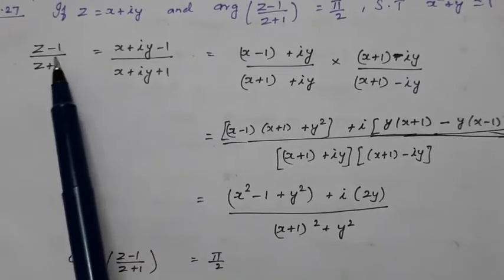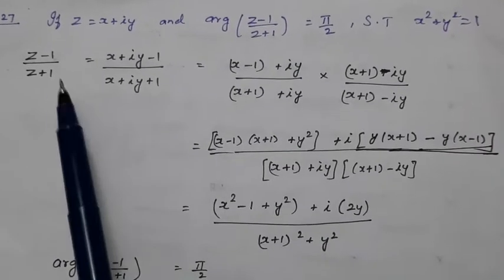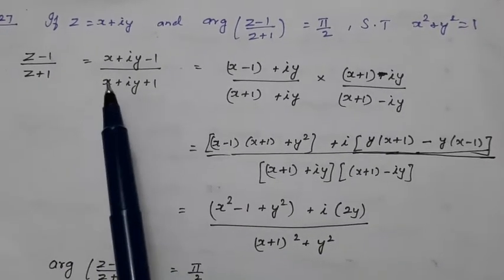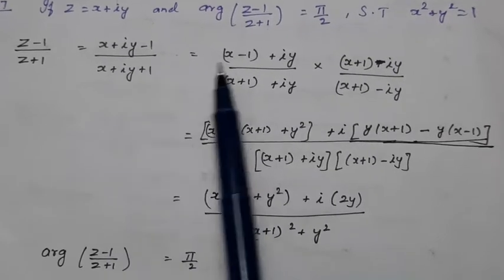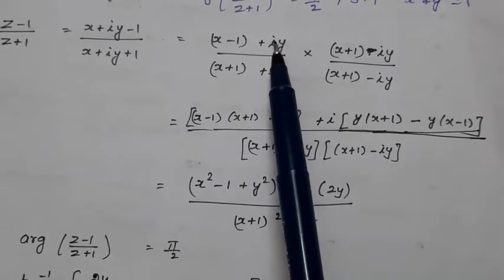Let us find out what is (z minus 1) by (z plus 1). Then let us pass on to this given condition. So substituting z as x plus iy, first you have to make the numerator as well as the denominator in the proper form. So grouping the real and imaginary terms, x minus 1 plus iy and x plus 1 plus iy. Again they are in the quotient.